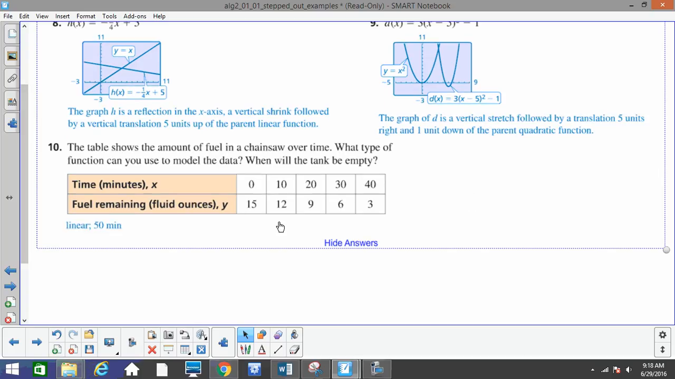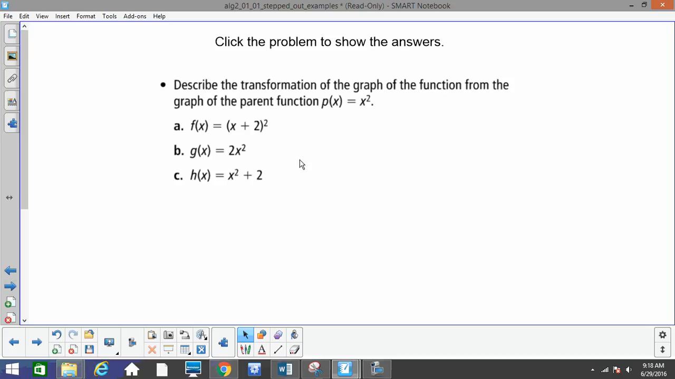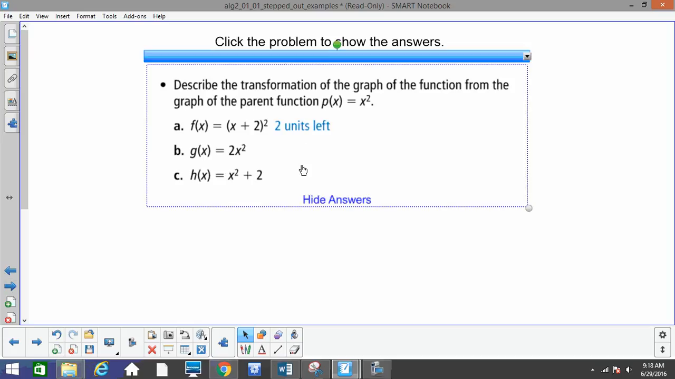This one is just linear. You could plot it out, and you're going to run out of gas in 50 minutes. That's just going to be 2 left because of that plus 2. Vertical stretch by a factor of 2. 2 units up.